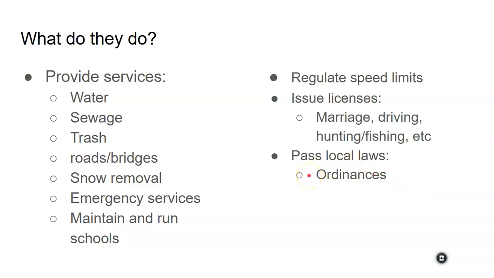So a specific example that I can think of, I live in between two towns, and in one town, you are not allowed to sell propane tanks in the city limits, but you can in the other town. So those are things that are local ordinances, okay?